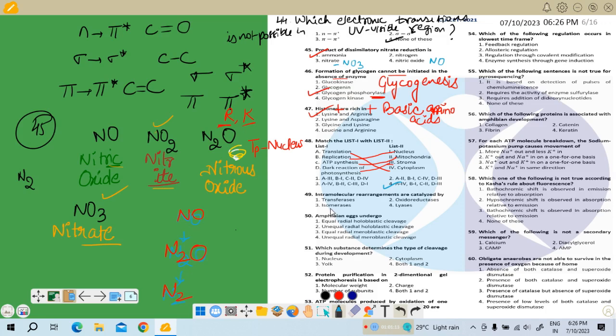49th, intramolecular rearrangements are catalyzed by transferases, oxidoreductases, isomerases, lyases. If you don't have an idea about this question, you can simply see from this word that they are talking about rearrangement. Rearrangement means the number of molecules is just the same, they are just changing their arrangement, right? Only isomerase can do that.